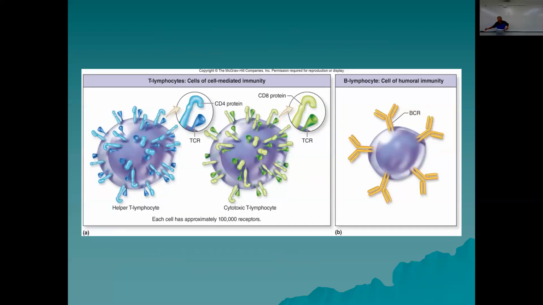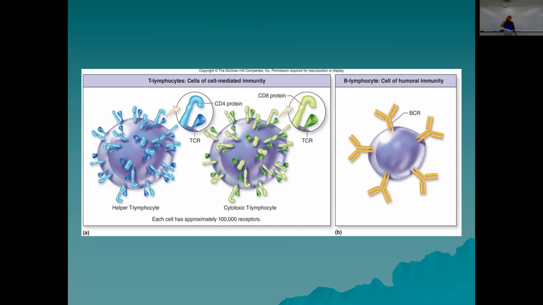Okay, this slide shows you some T cell receptors. There's a helper T cell with a T cell receptor, TCR stands for T cell receptor, for a specific foreign protein on a specific foreign organism. And then the CD4 protein is the co-receptor. And it designates the class CD4 as a helper T cell.